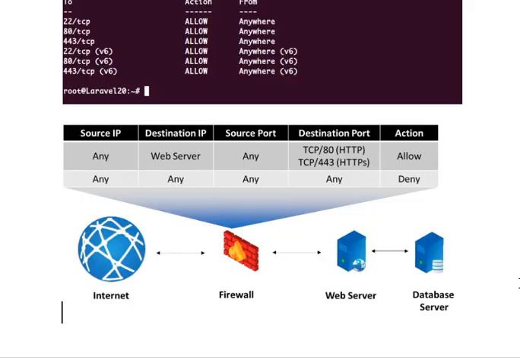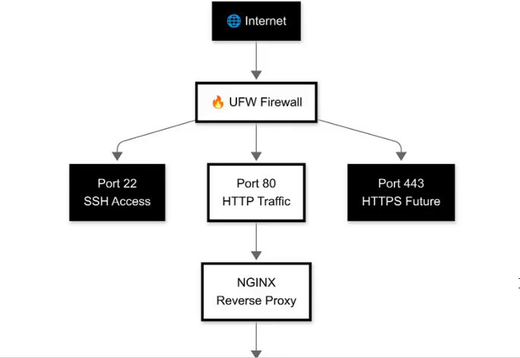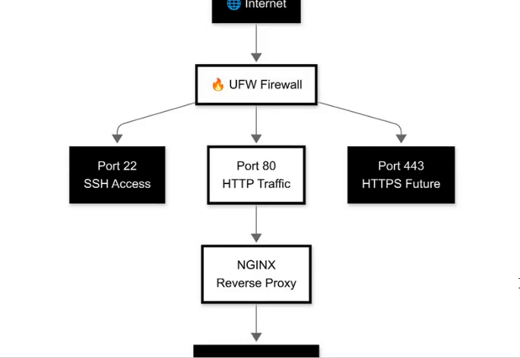That will install the firewall for your web server. So you've got the internet, the Ubuntu firewall, which is UFW, port 22 for secure shell access, port 80 for HTTP traffic, port 443 for HTTPS in the future, and then the NGINX reverse proxy.